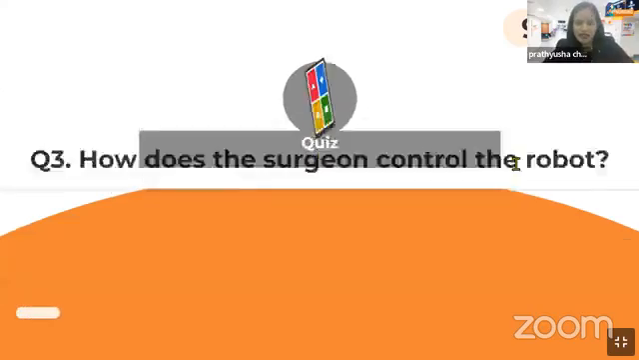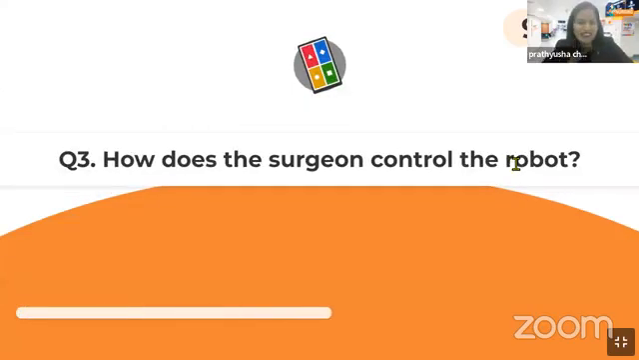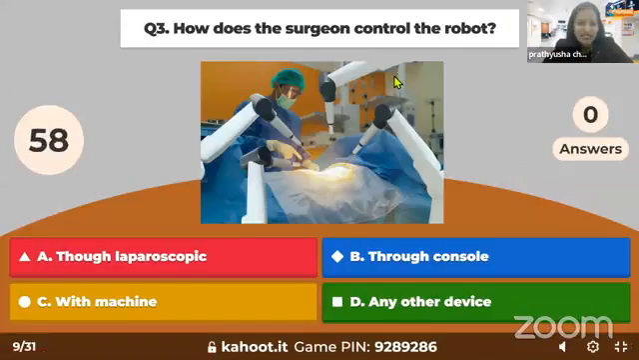We have double points for this. Keep your fingers crossed and make sure your answer is correct. How does the surgeon control the robot? This is the third question. The options are option A, through the laparoscope, option B, through a console, option C, with the machine, option D, any other device.